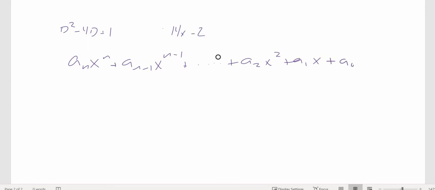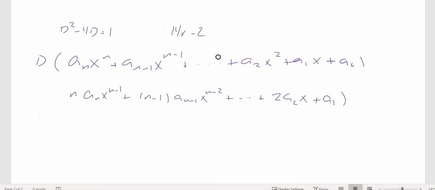And then if we take the derivative of that, of course, we're going to get n a n x to the n minus 1 plus n minus 1 times a n minus 1 x to the n minus 2, blah, blah, blah, blah. So we get to 2a2x plus a1.